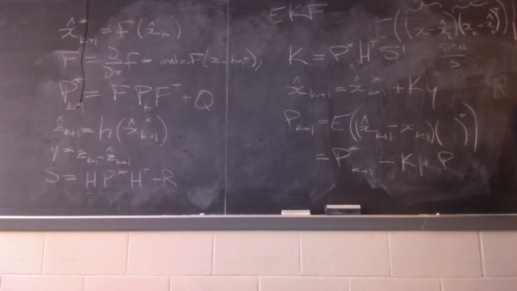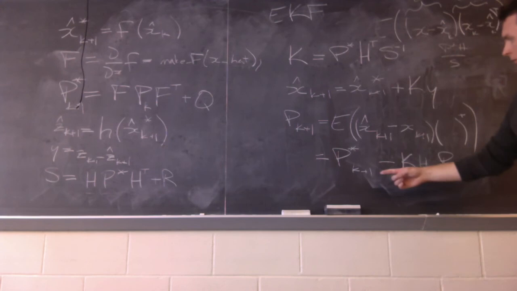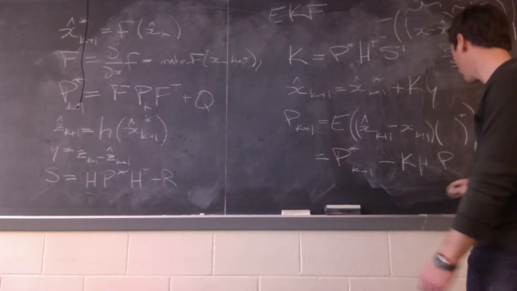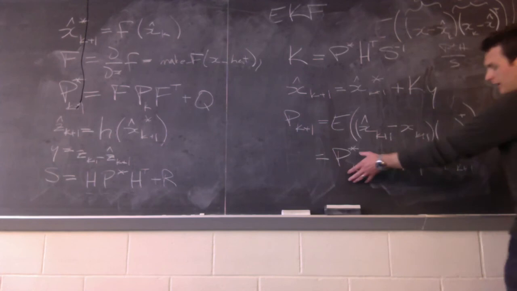And, you know, remove here, right? So the K, KHP sub K? Oh, yeah. That guy again. So you could just make all this identity minus KH times P. And that's it. That's the whole Kalman filter.